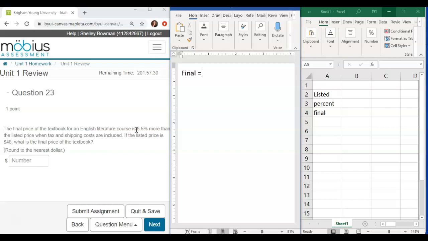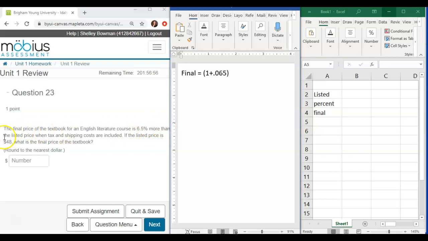6.5% more than the listed price. That means that I have 100% of the listed price and an additional 6.5%. To do this, I put them in parentheses and I write 1, because that represents 100%. Changing 1 to a percent is 100%. Then because it's more than, I add 6.5%. Changing that to a decimal is 0.065. And that takes care of the phrase 6.5% more than.